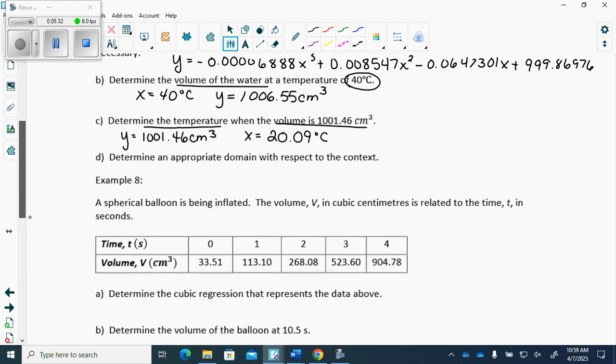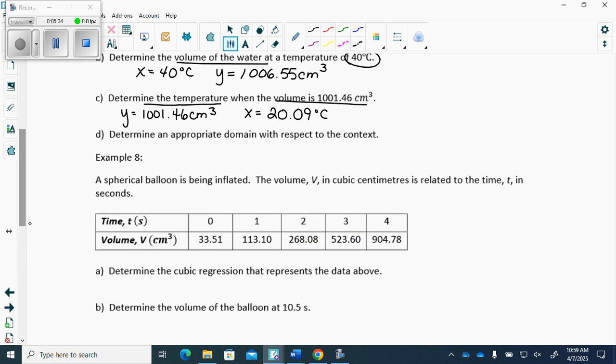And we're going to skip that D for now. Okay. Here we have a spherical balloon is being inflated. We're starting a new question. What's the very first thing we do? Go to our y equals and clear it out. Then we go to our lists and clear those out. But always clear your y equals first.